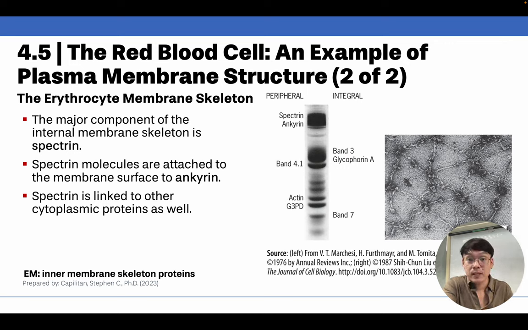On your right is a model of the erythrocyte plasma membrane as viewed from the internal surface. It shows some of the integral proteins that are embedded in the lipid bilayer. These are arranged using the peripheral proteins that make up this membrane's internal skeleton.